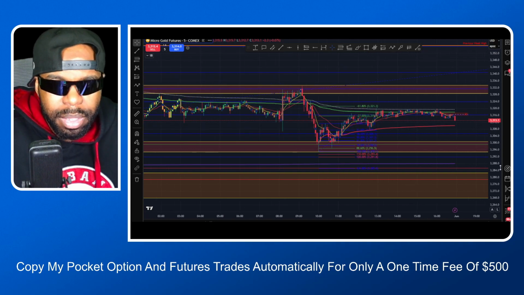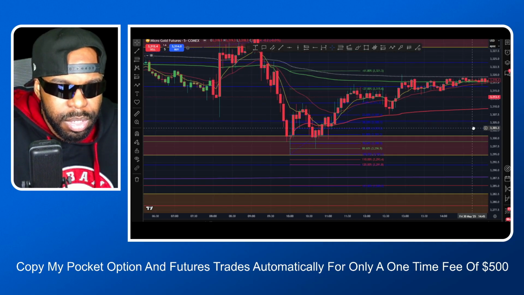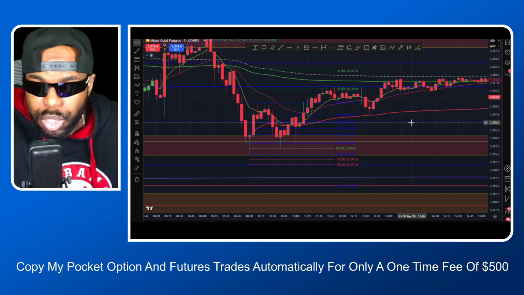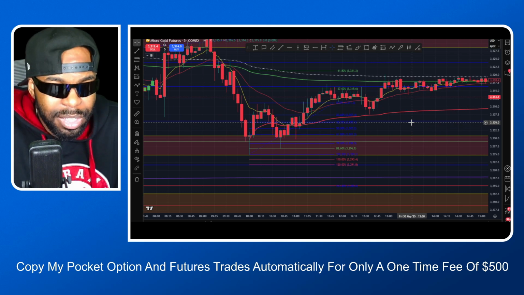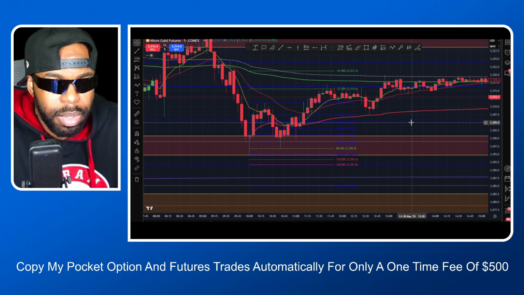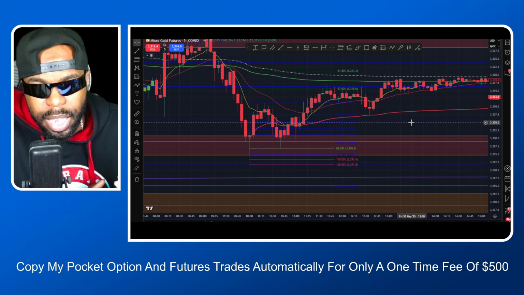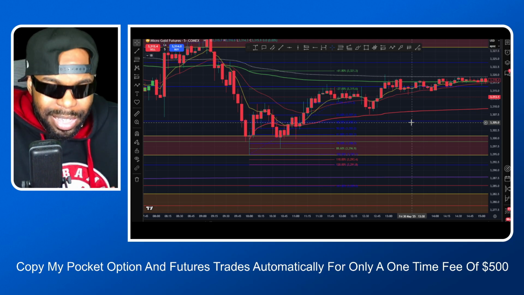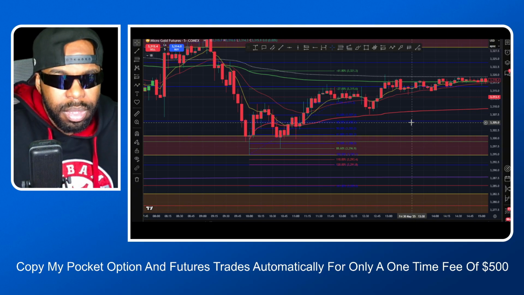So on the 5-minute, when you draw a Fibonacci retracement, you want to go with the trend. The trend is your friend. Always know that. You want to trade with the trend. You don't want to trade against the trend.